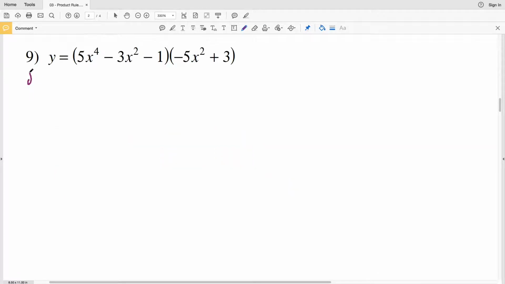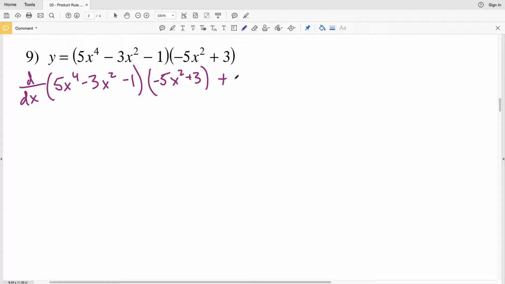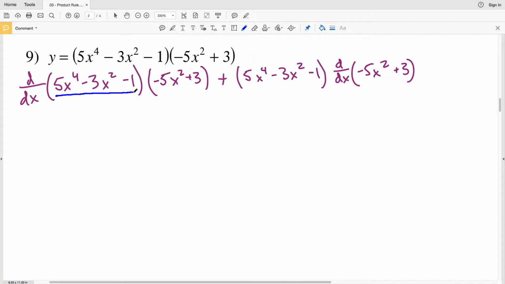So in number 9, I'm taking the derivative of 5x to the 4th minus 3x squared minus 1, and I'll multiply that by negative 5x squared plus 3. Then I'm adding all of that to 5x to the 4th minus 3x squared minus 1 times the derivative of negative 5x squared plus 3. So the derivative of 5x to the 4th minus 3x squared minus 1, well, the derivative of a constant is 0, so we're just looking at 5x to the 4th minus 3x squared.